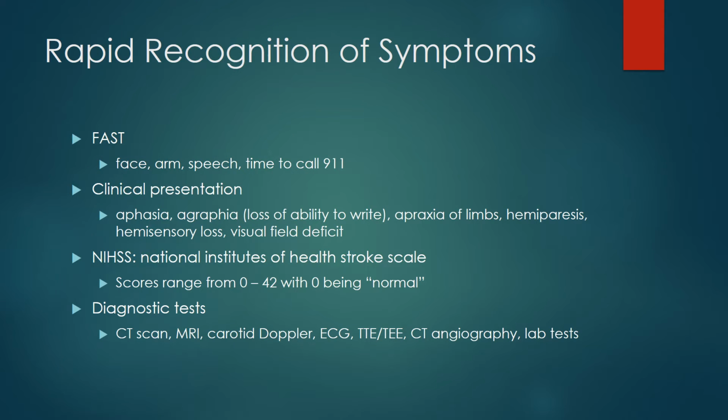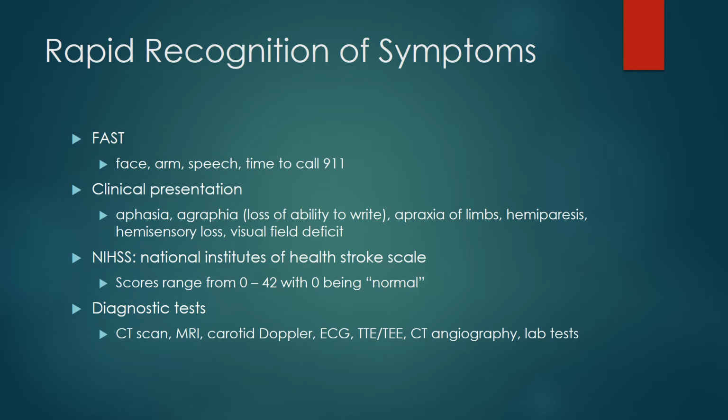So it's important for us to rapidly recognize the symptoms of a stroke. We've seen the commercials before with the FAST acronym that they use. This being facial droop, arm numbness or weakness, slurred speech, and then time to call 911. So the clinical presentation you may see in the ED is aphasia, agraphia, apraxia of the limbs, hemiparesis, hemisensory, or loss of visual field deficit.